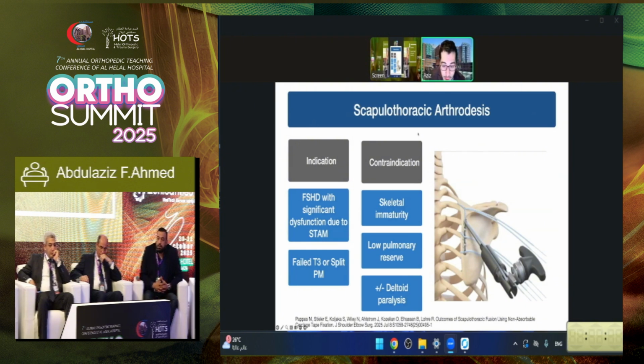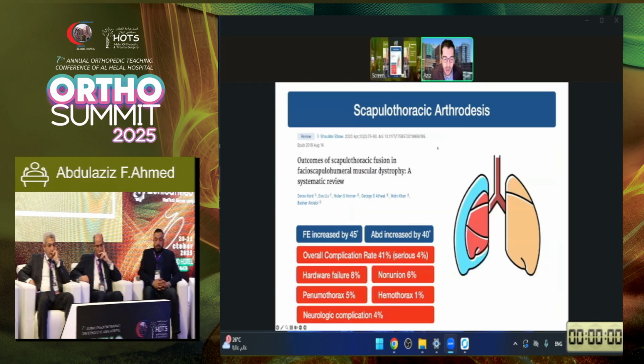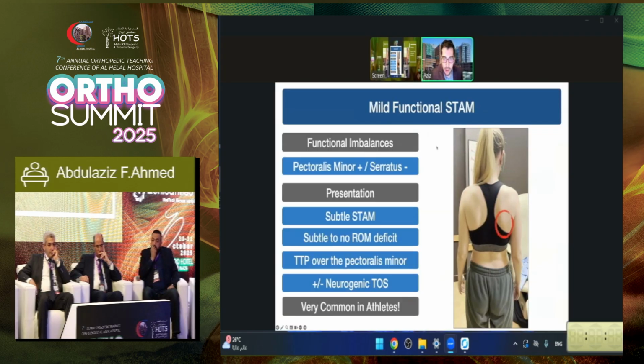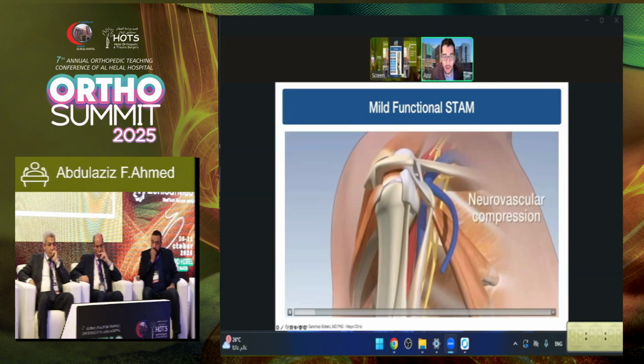we can do scapulothoracic arthrodesis, which is where you fuse the scapula with the wrist, and then you can resolve and you'll have both muscles to work. This has eye complications. And just for the interest of time, this is functional stem. You can have mild stem when there's mild imbalance.